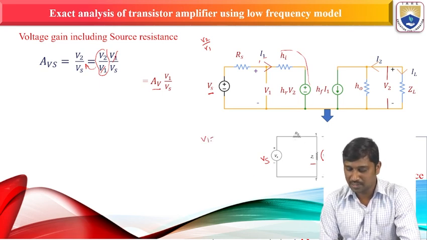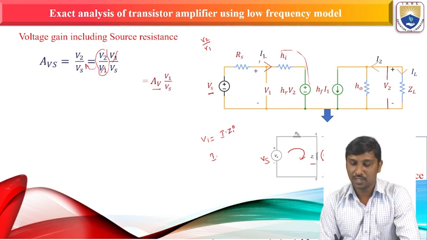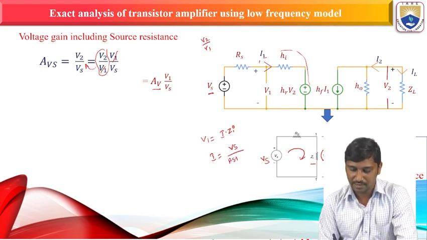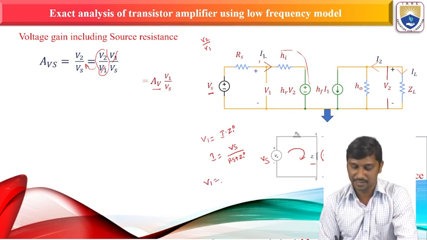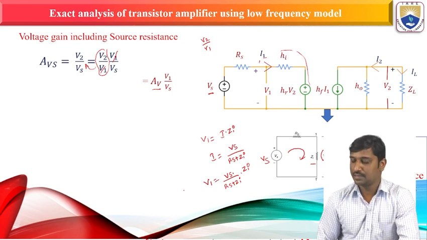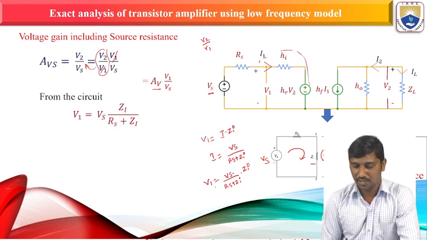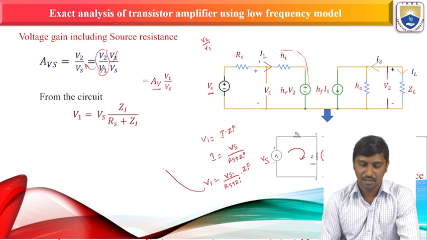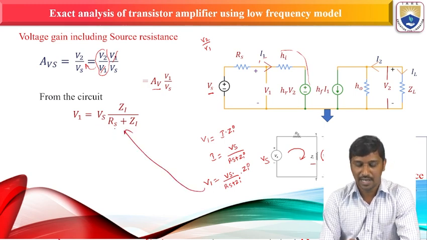To calculate this, V1 is equal to, let us take some current flowing, I times Zi. And from this loop, what is I? I means V by R, where V is your voltage source Vs and the total resistance is Rs plus Zi. Hence the voltage drop across 1 and 1 dash is represented as Vs by Rs plus Zi, into Zi. So that is the reason V1 is equal to Vs into Zi by Rs plus Zi.